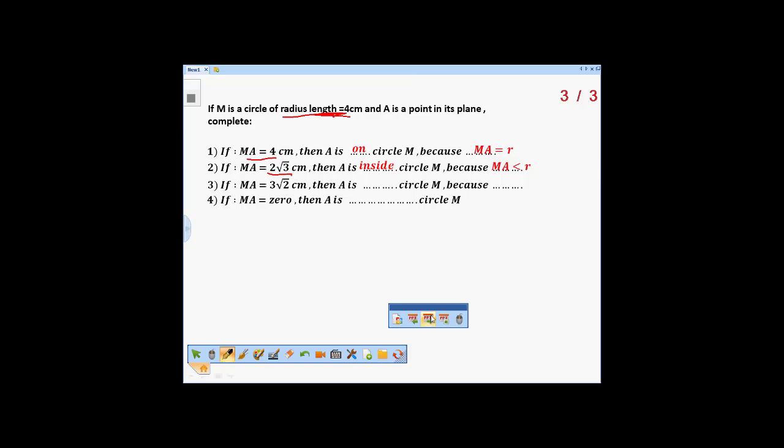Number 3, if MA equals 3 root 2, 3 root 2 is greater than 4, it means A is outside the circle, because MA is greater than the radius. If MA equals 0, then A is on the center of the circle.